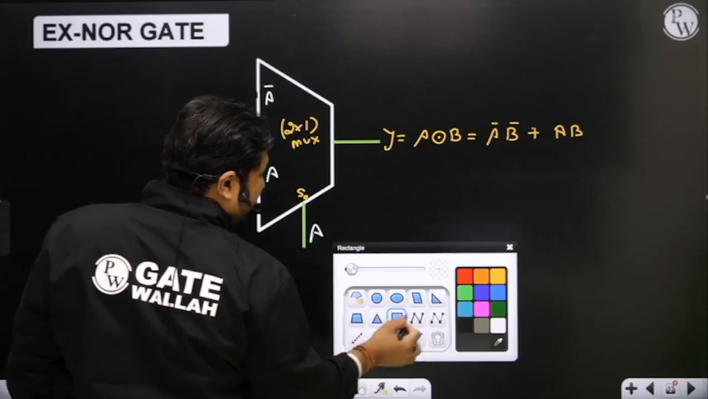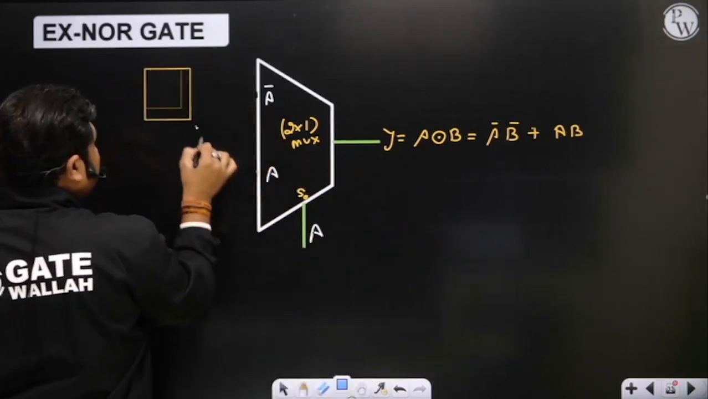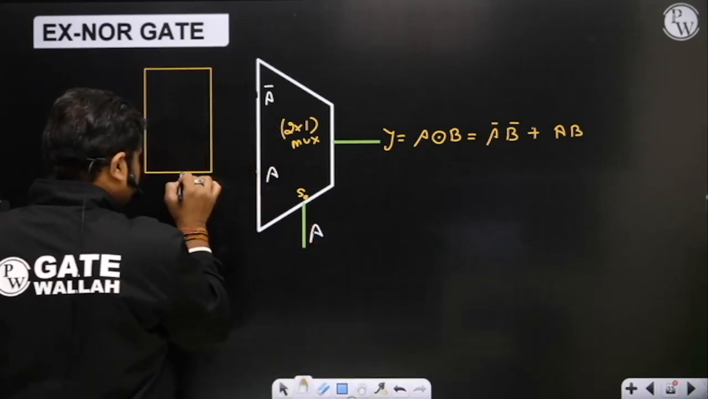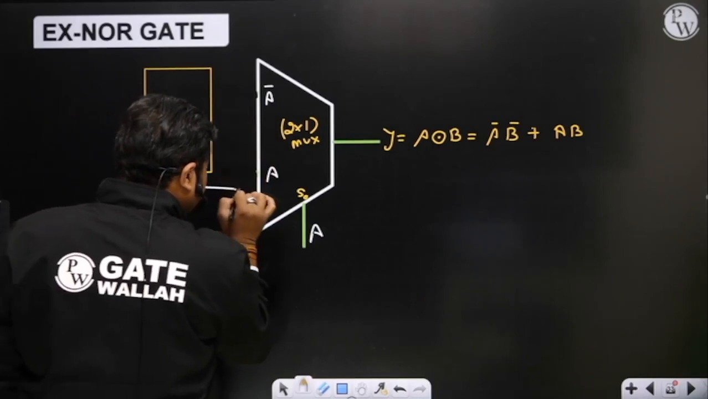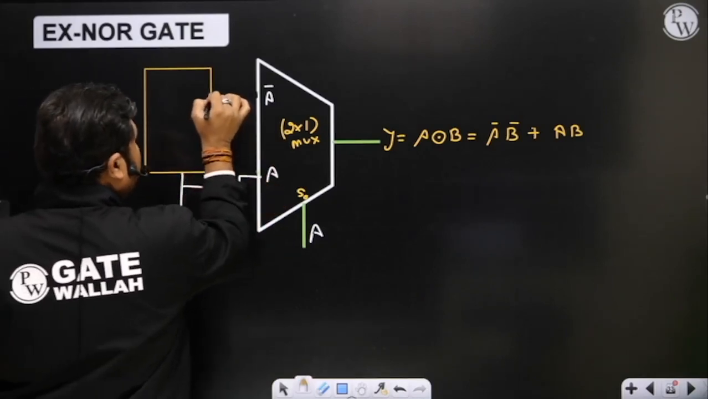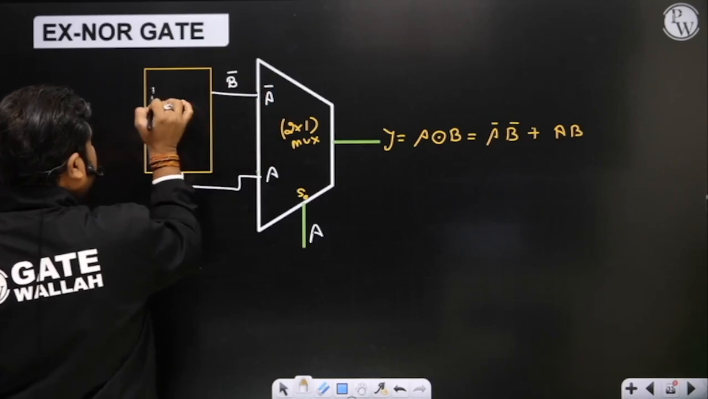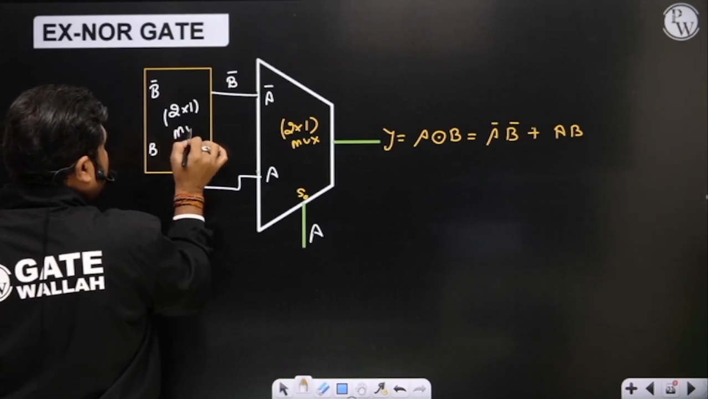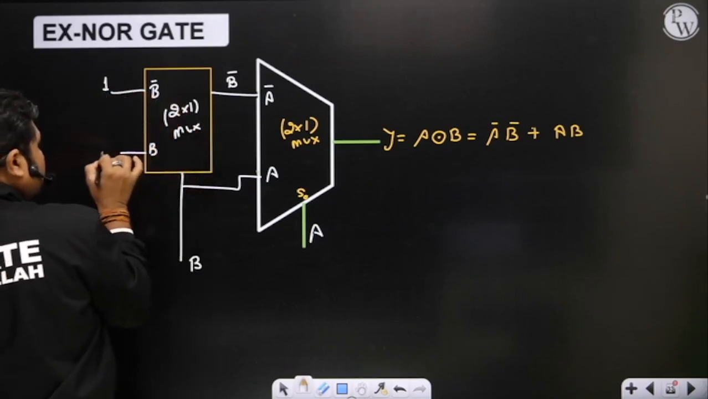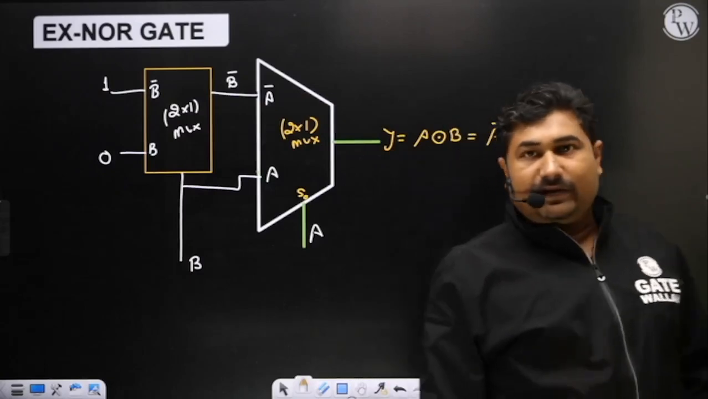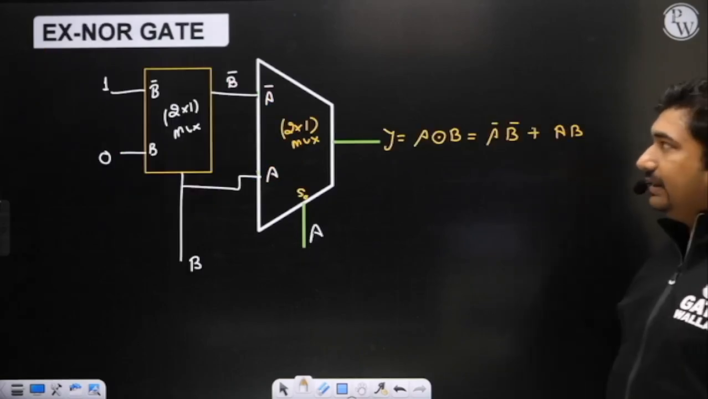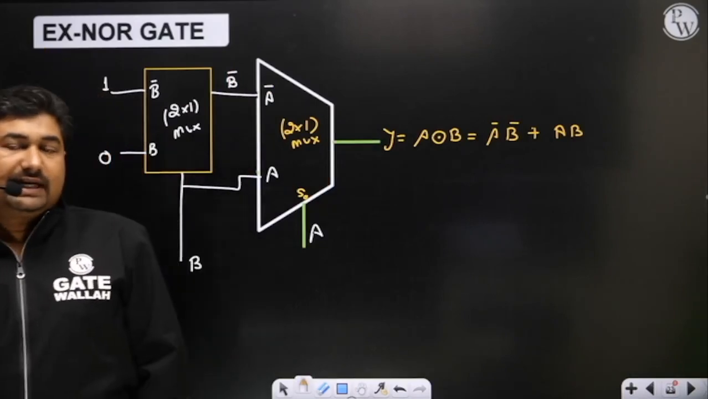Great, sir. Now please observe here, we need one more 2 cross 1 size multiplexer. Now you can apply B A B, you will get it, sir. And in order to get B bar, we need to apply one more 2 cross 1 size multiplexer with 1 and 0. Is it okay? Now we are getting this. In the last one, A bar B plus A B bar. Okay, now it's okay. Hoping you are able to understand this properly.